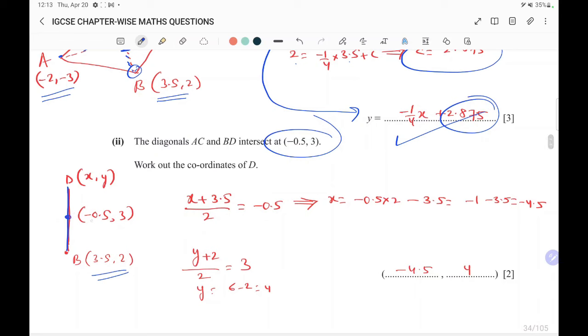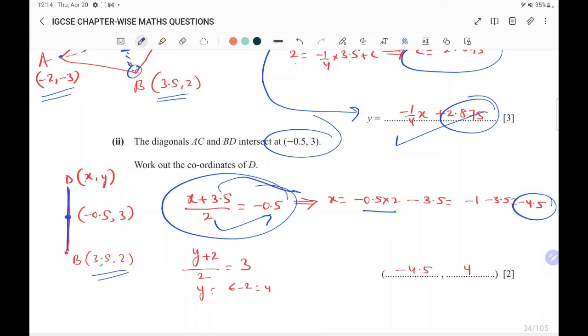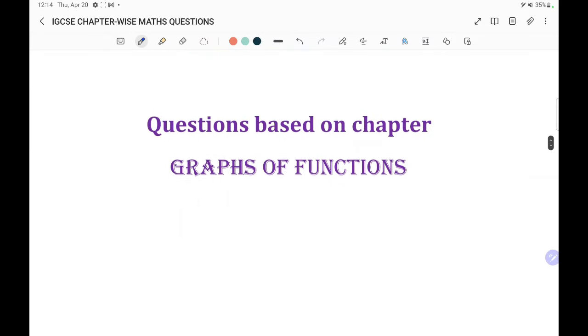Now we know that (-0.5, 3) is the midpoint, so (x + 3.5)/2 is -0.5. So for x, you have to multiply -0.5 times 2 and then shift 3.5 to the right side, you will get -4.5. And (y + 2)/2 equals 3. So just take 2 here, 6 minus 2, that's 4. So x is -4.5 and y is 4. So (-4.5, 4).